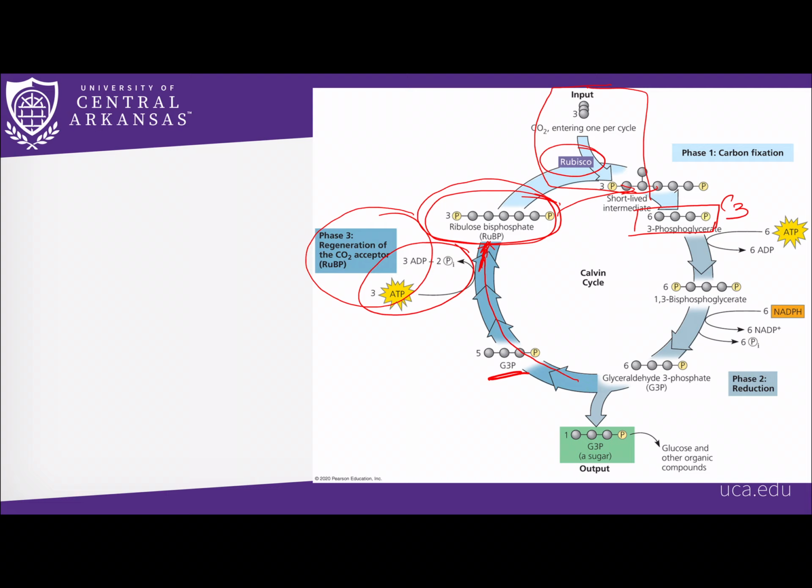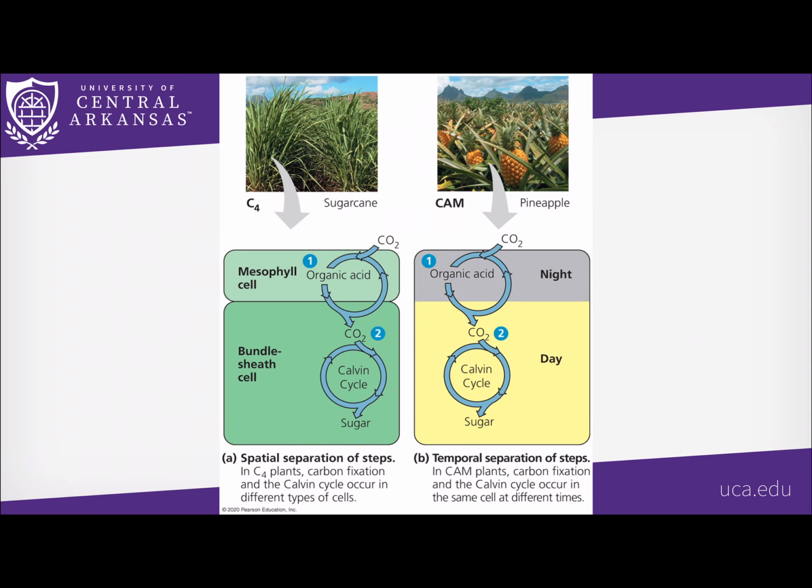Then this molecule is primed by ATP by adding phosphate, and then it is reduced to glyceraldehyde 3-phosphate. One of it is converted into sugar, the rest of them are regenerated into RuBP.